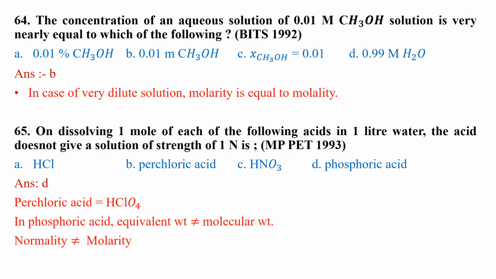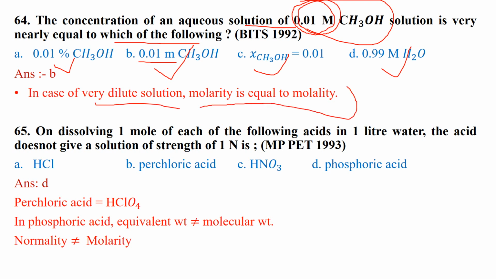Next question: the concentration of an aqueous 0.01 molar methyl alcohol solution is very nearly equal to which of the following? Right? Here are different expressions of concentration: percentage, molality, mole fraction, and molarity. So 0.01 molarity is equivalent to 0.01 molality. 0.01 molarity is very low in concentration, that is, it is a very dilute solution. In the case of a very dilute solution, molarity is equal to molality. So the answer will be B.